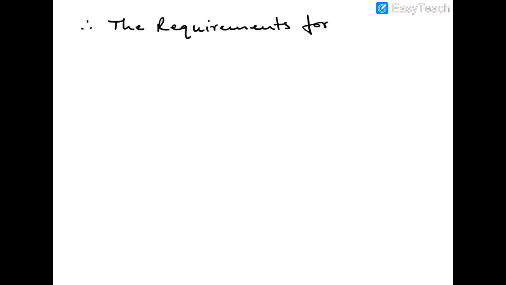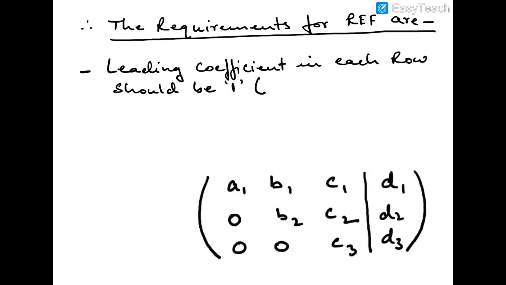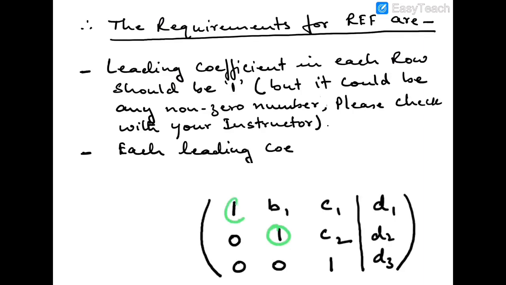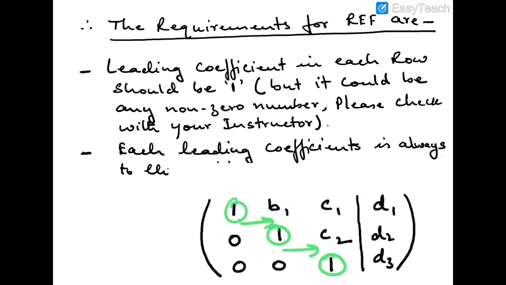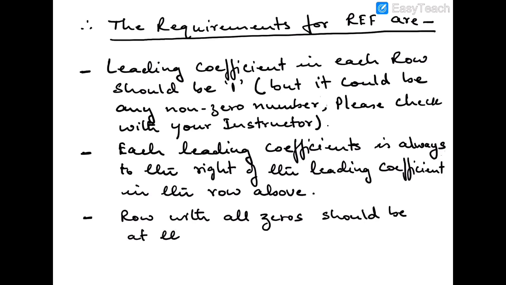So the requirements for row echelon form are: leading coefficients in each row should be 1, but it could be any non-zero number too. Please check with your instructor. Each leading coefficient is always to the right of the leading coefficient in the row above. And the third requirement is that rows with all zeros should be at the bottom of the matrix. So these are the requirements for row echelon form or REF.